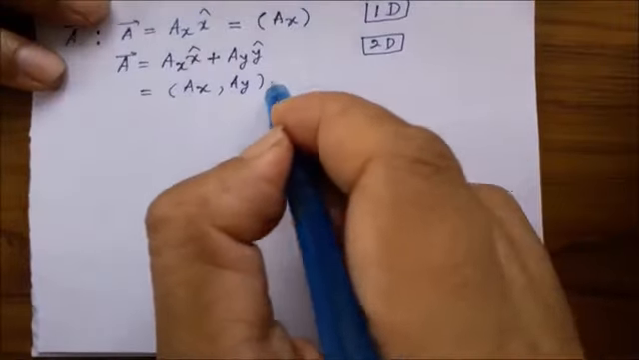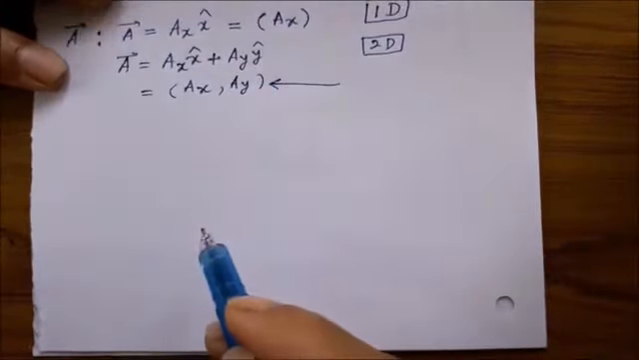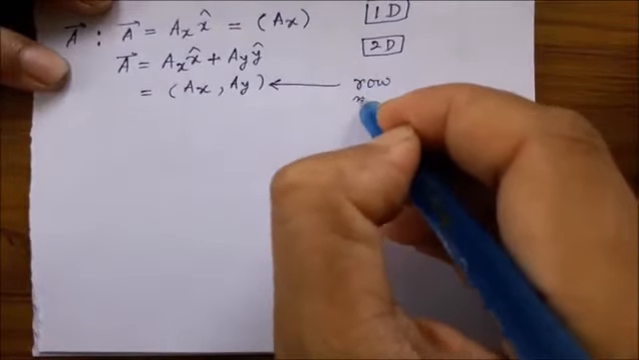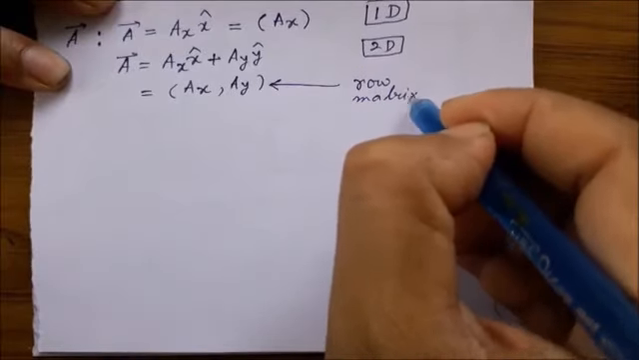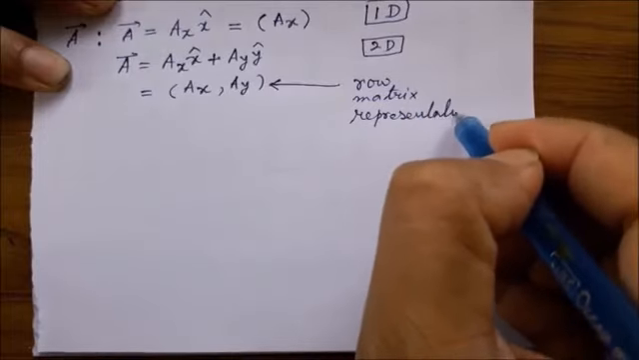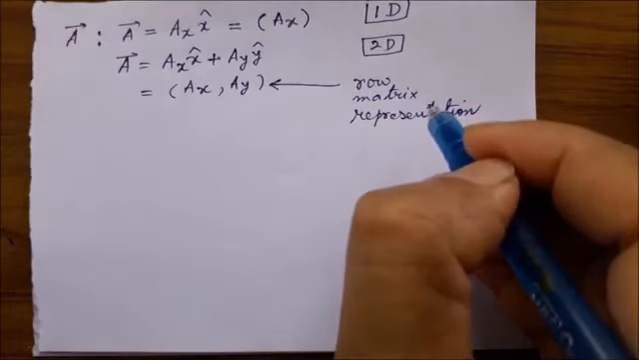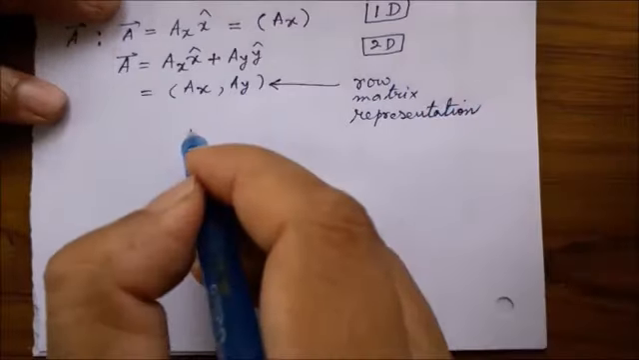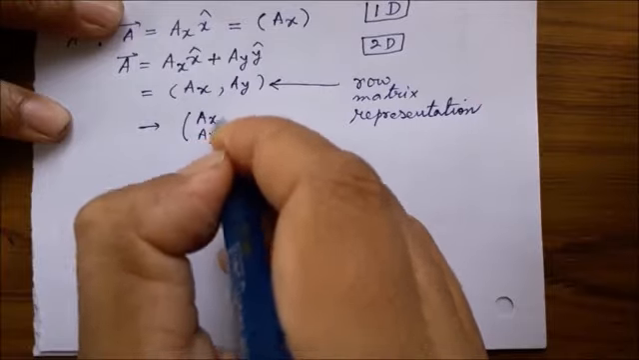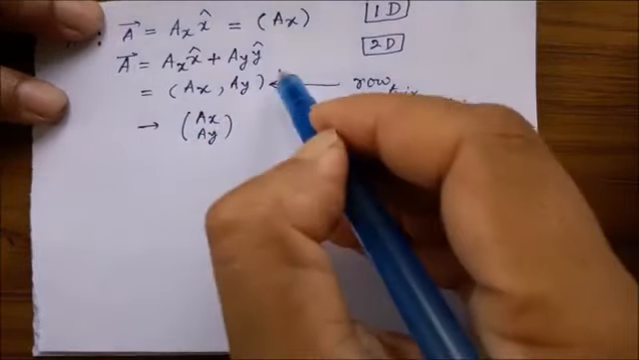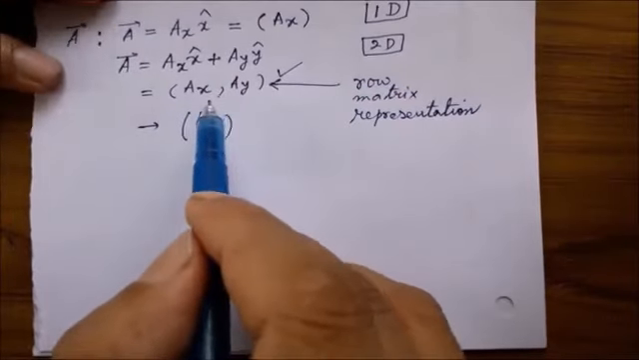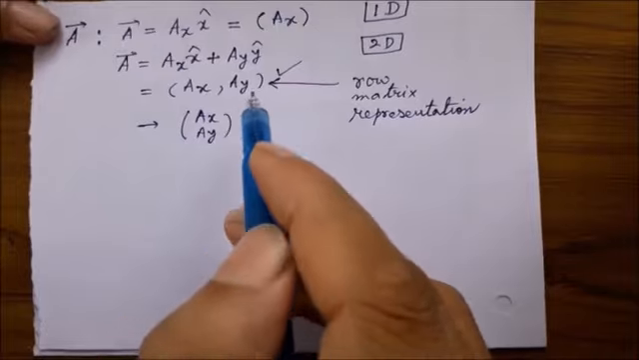Now this way of writing means that we have used a row representation, row matrix representation. It is a row matrix representation, and we could as well write it in the form of a column matrix also, though usually this method of writing is popular and we'll use it at least now.